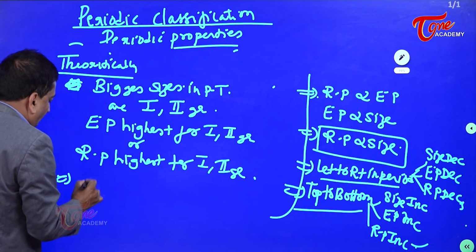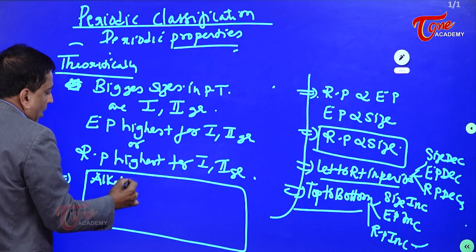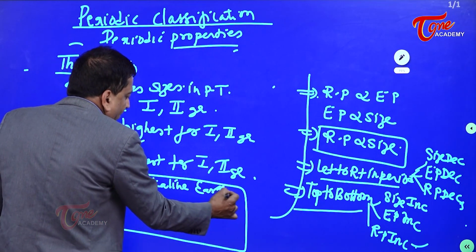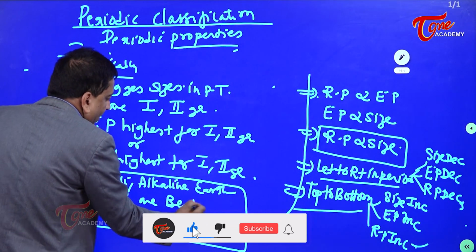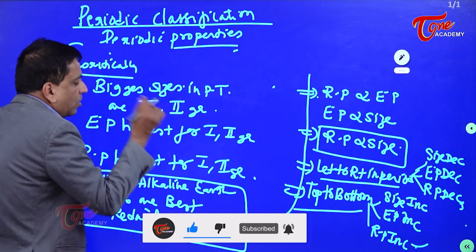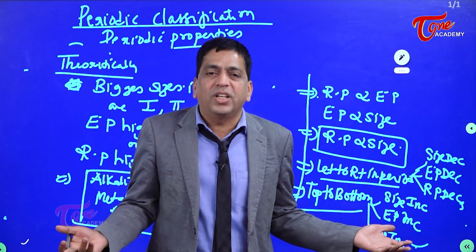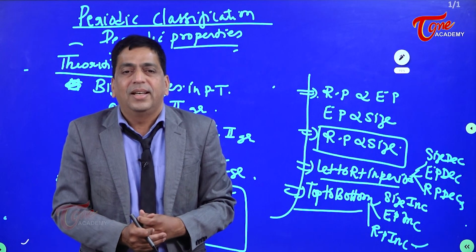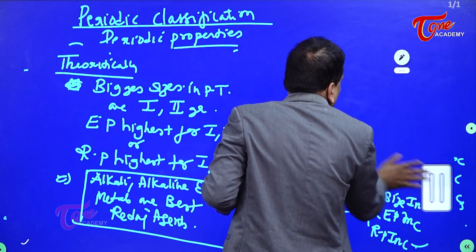So it implies that alkali and alkaline earth metals are the best reducing agents. You must understand this. They are the better reducing agents. So where are the best reducing agents placed in the periodic table? They are again coming to the left. You must understand. So if I can write a trend for you, then it is like this.